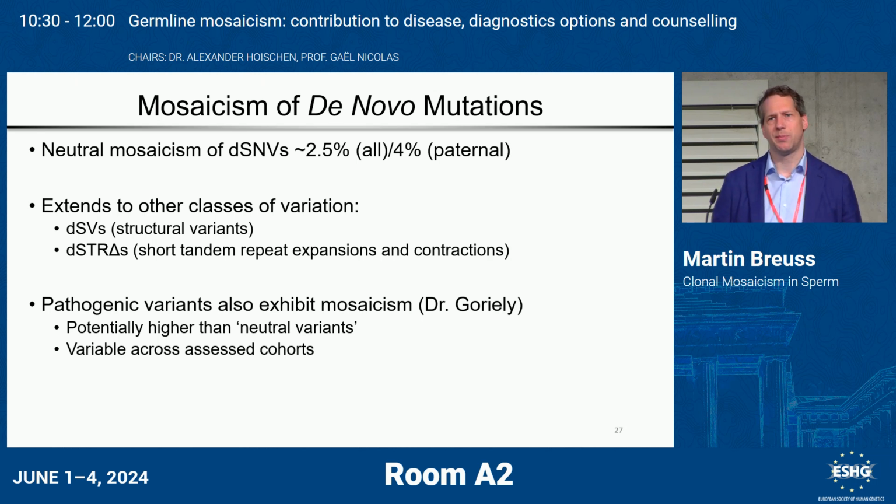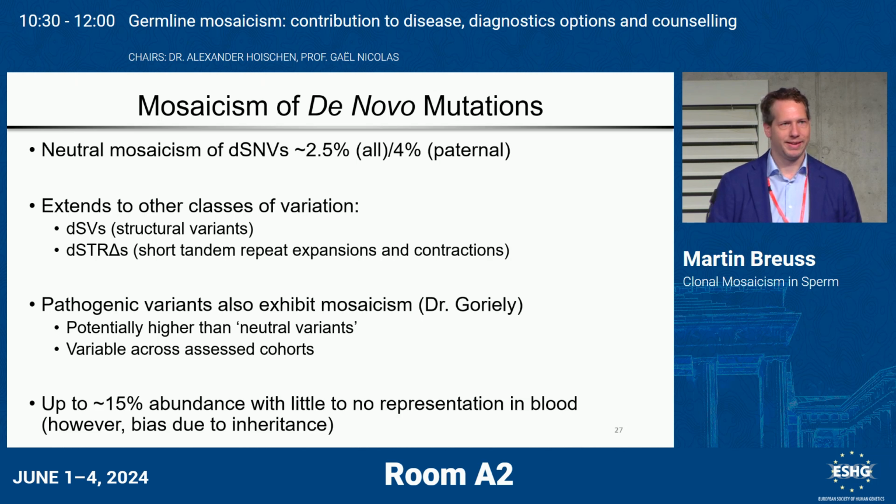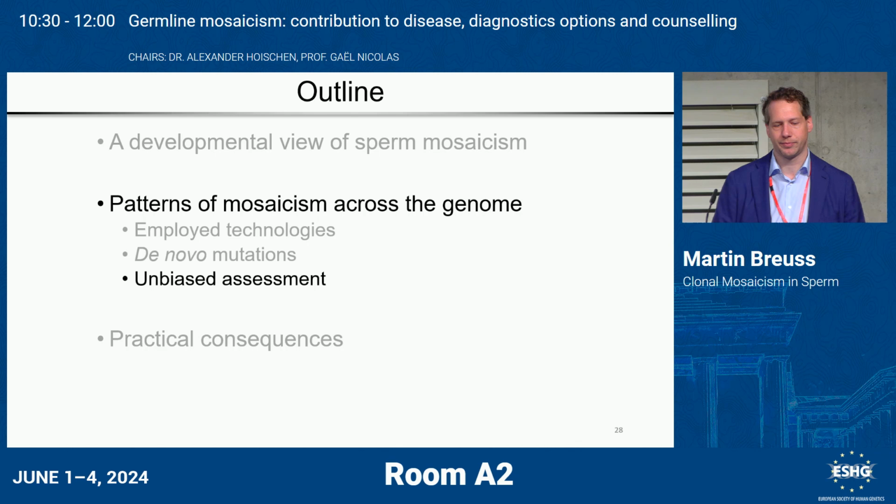And so this might be because of variability across assessed cohorts, because of intrinsic differences between different classes of disease mutations. But we have some data that also suggests maybe just the exonic regions themselves have a little bit of a higher mutation rate that might also change between different areas of the genome and between different genes. So this is something that's still an active area of research, but something that's quite intriguing just from a basic biological perspective as well. And finally, I really want to stress that we found up to 15% abundance with little to no representation in blood. And so while there is bias because we look at inherited variants, it is very relevant if you look at de novo mutations that are actually found in a child.